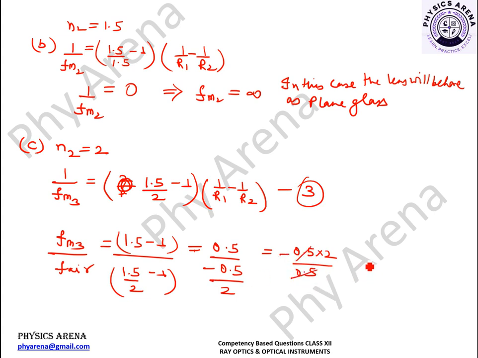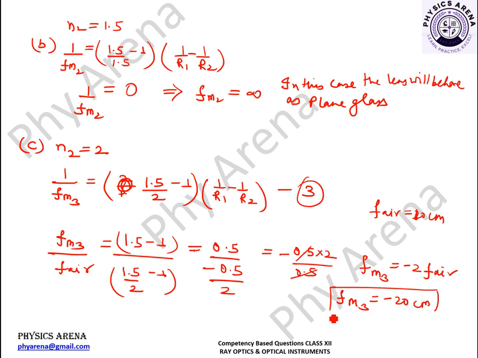And when I solve it out, the focal length in medium 3 is minus 2 times the focal length in air. Focal length in air was 10 centimeter, it was given to us. So I can write focal length in medium 3 is minus 20 centimeter. And since the focal length is coming as negative, I can say that in this case, the lens will behave as a diverging lens.